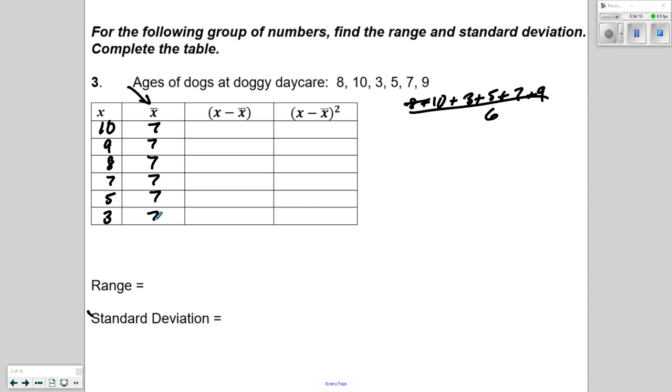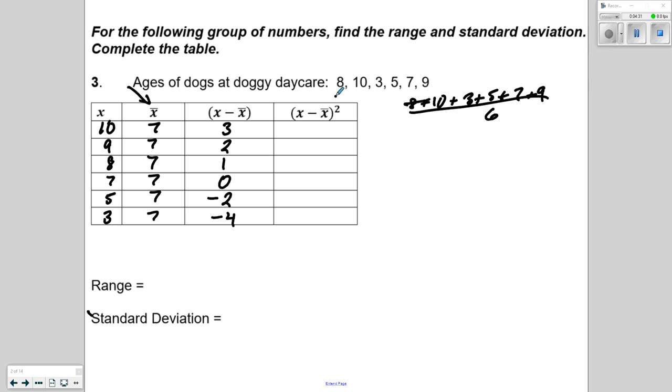Now for the third column, we're just finding the difference between our data value and the mean of the data set. So 10 minus 7, that'd be 3. 9 minus 7 would be 2. 8 minus 7 would be 1. 7 minus 7 is 0. 5 minus 7 is negative 2. 3 minus 7 is negative 4.